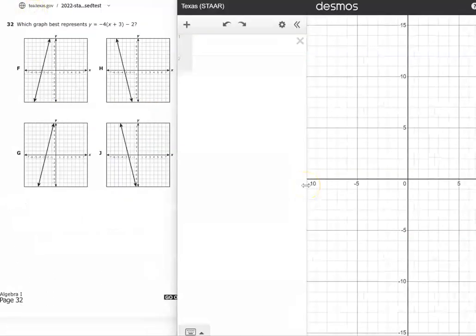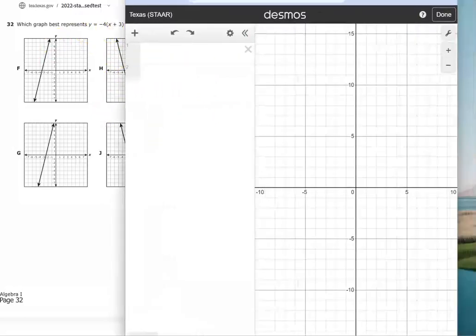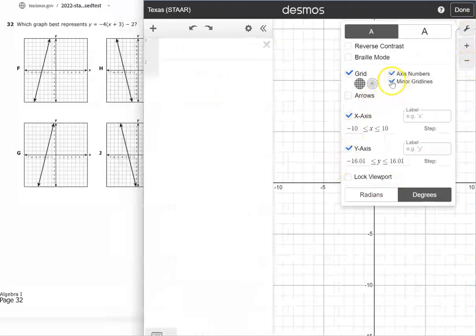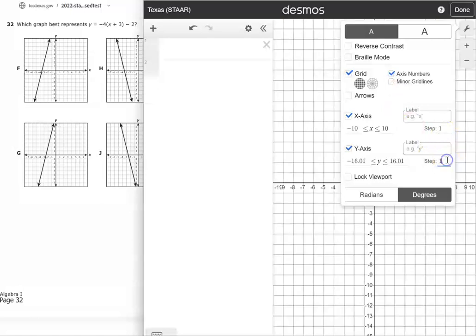The next item is item 32 on page 32, and you're looking for a graph that represents this equation of a linear function. The graph on the paper is pretty significantly different from what you're seeing here. So I'm going to go ahead and click the wrench in the top right-hand corner and make some adjustments. One adjustment is to remove the minor grid lines and change the steps to 1. That will give you the little grid that looks more like the one on the paper. You also probably want to put these labels X and Y so that those are showing up as well.